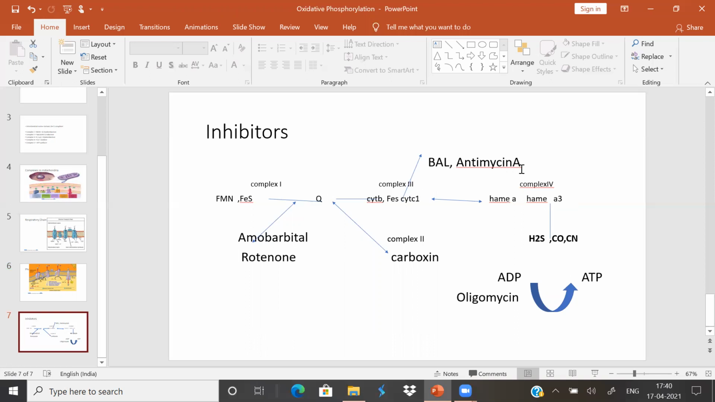BAL and antimycin A, these two inhibitors inhibit complex 3, and complex 4 is inhibited by hydrogen sulfide, carbon monoxide, and cyanide. Complex 5, that is the ATP synthase enzyme, is inhibited by oligomycin. And from FO and F1, the two subunits, the FO in the name comes from oligomycin. That's all. Thank you.